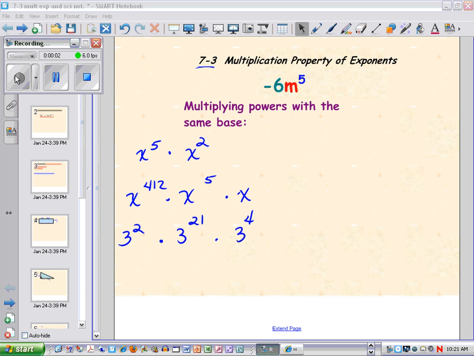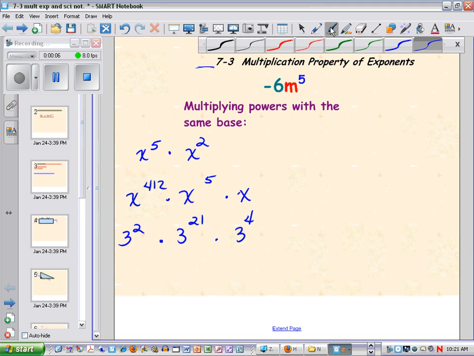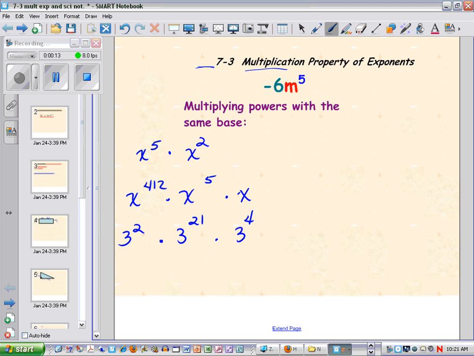All right, we've got 7.3, multiplication properties of exponents here. So let's have a little look. First of all, we remember from last time that we have our coefficient. We've got our base here, that's the variable, and we've got our exponent here. So when you're multiplying powers with the same base, in this case, the base is x.